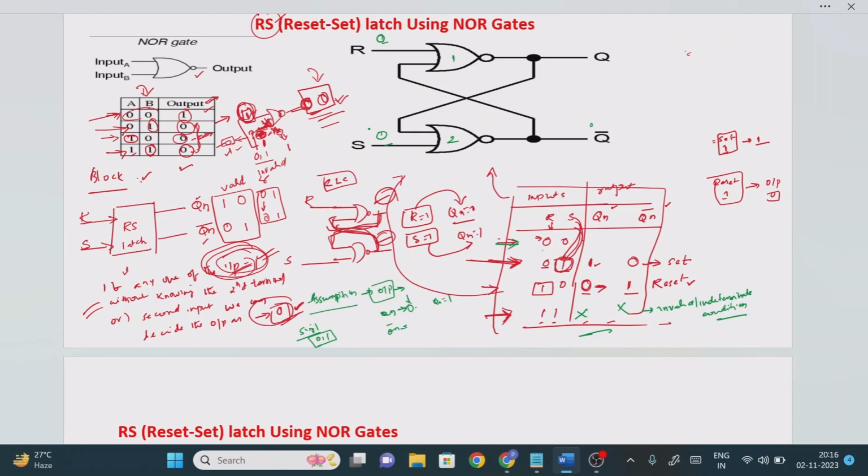If you assume 0, then what is the output value? Qn bar should be the complement, right? 0 means 1. One more possibility is that if you take Qn equal to 1, Qn bar would be 0. Now either you can take this assumption or this assumption. This is possibility 1, this is possibility 2. After taking the assumption, for example, we'll solve this for one assumption, and the same thing will be applied for the other also. So we'll consider this one.